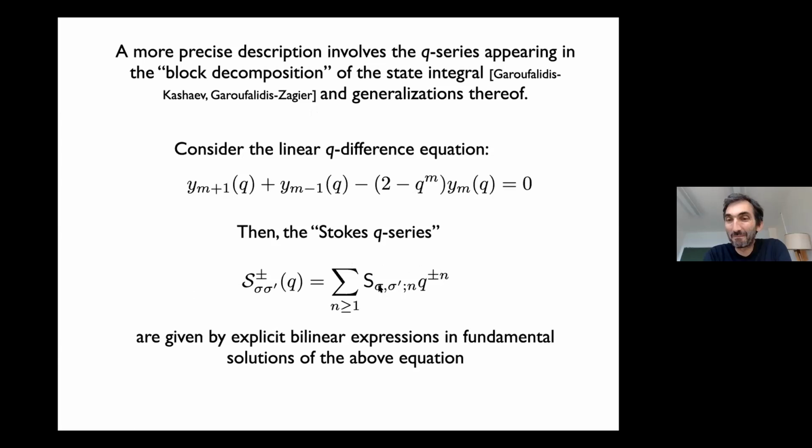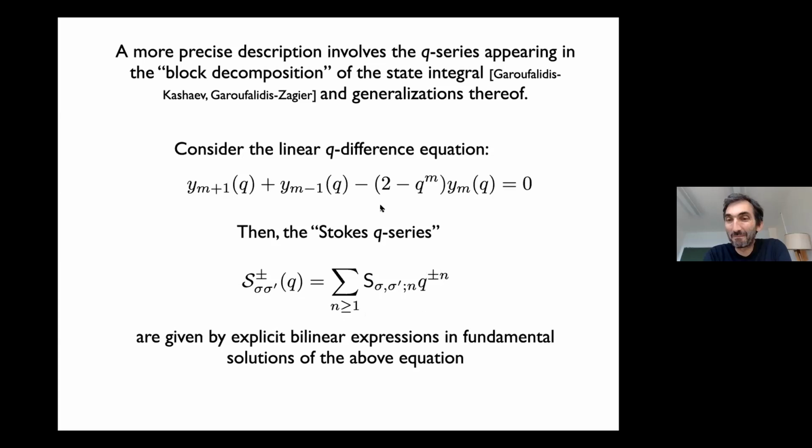One way of collecting these numbers in a good way is to introduce a matrix of Stokes Q series. Remember that the Stokes numbers are labeled by a single n and then two flat connections. So you can construct a Q series out of these Stokes constants, one series for the positive and the other series for the negative, and this will give you two pairs of matrices S and S prime whose entries are actually Q series. And it turns out that these Q series can be computed as bilinear expressions in fundamental solutions of a very simple linear Q-difference equation.